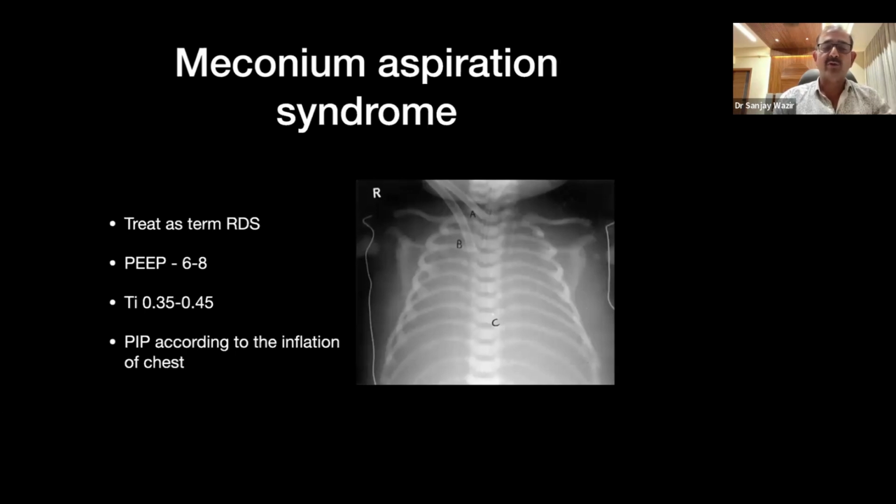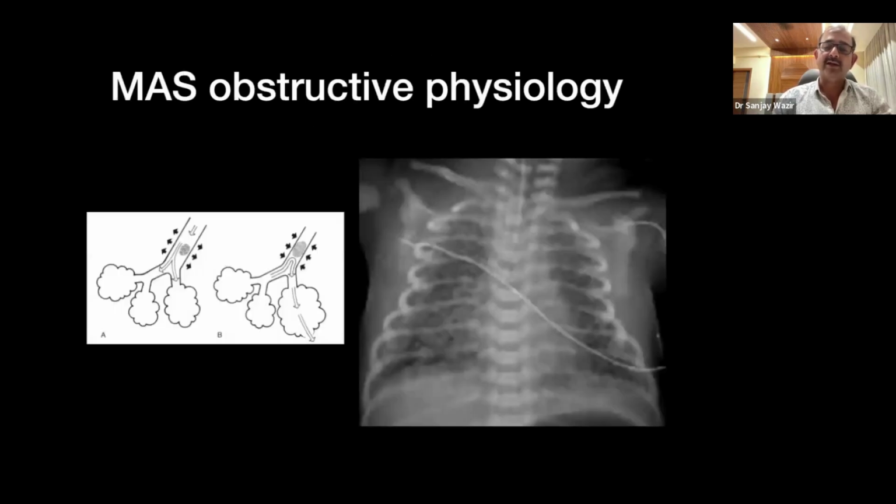So you have more or less the same strategy: a high PEEP around 6 to 8, and a tidal inspiratory time of 0.35 to 0.45, with PEEP adjusted according to the inflation. And these are the babies where giving surfactant may actually help. On the other hand, this is also meconium aspiration, where it's more like an obstructive pathology.